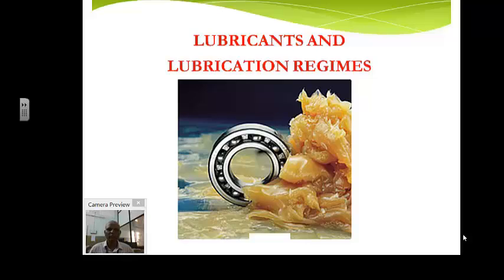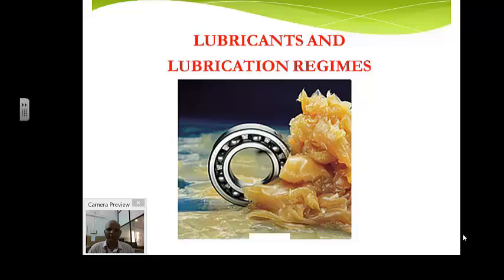So in the previous few classes we have discussed the surface characteristics, geometrical as well as physico-chemical. And when two surfaces come into contact, what happens? The elastic deformation as well as the plastic deformation.